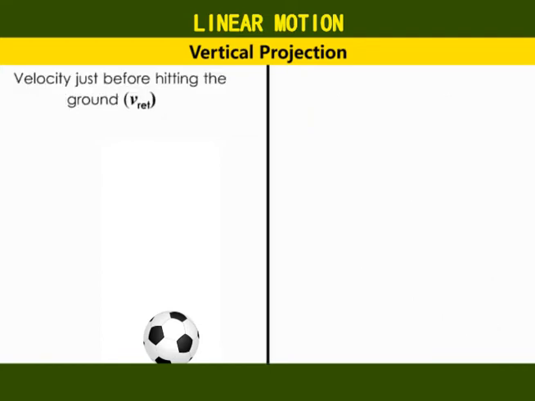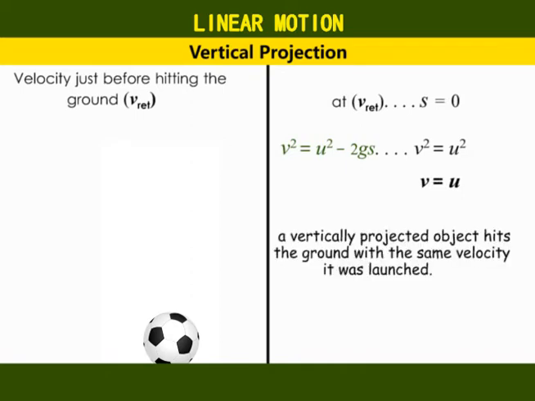And finally, the velocity before hitting the ground, or the return velocity. At the instant the object hits the ground, the total displacement is equal to 0. So v squared is equal to u squared minus 2gs becomes v squared is equal to u squared, meaning that v is equal to u. It means the object hits the ground at the same velocity it was launched, only in the opposite direction.